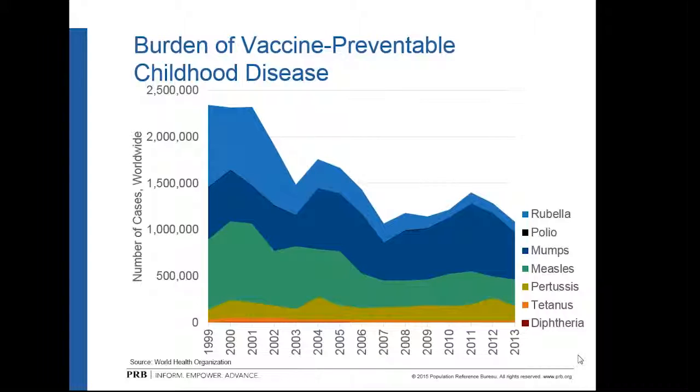Thanks to vaccination efforts, only 3 countries still have endemic polio virus: Afghanistan, Pakistan, and Nigeria. And the other good news is that while confirmation is still pending, Nigeria may just have become polio-free this month. The bad news in this chart is that there are still more than 1 million cases of vaccine-preventable childhood disease worldwide each year.